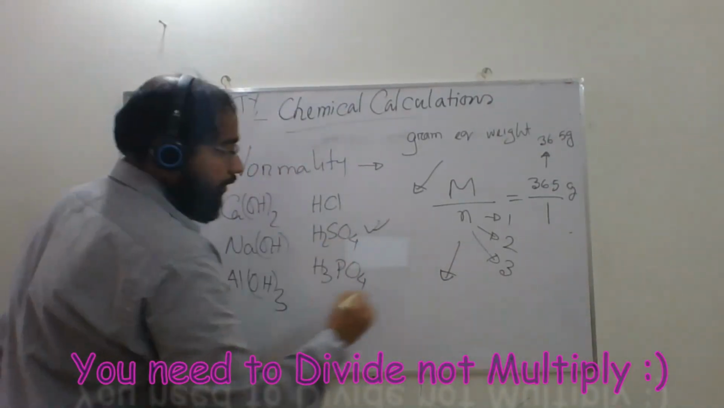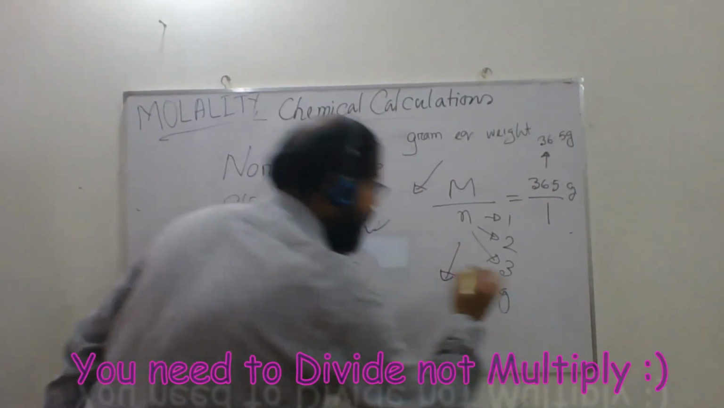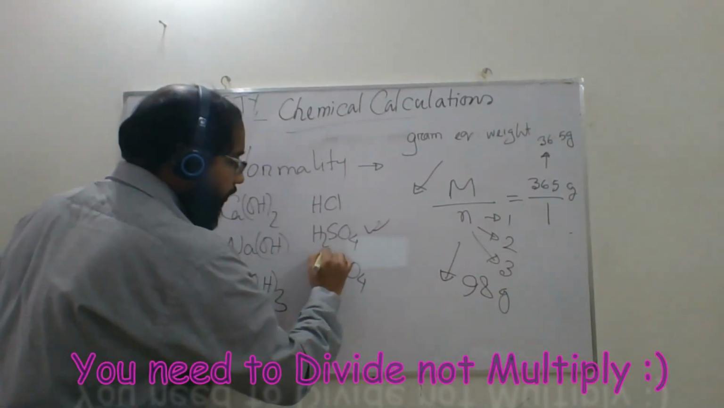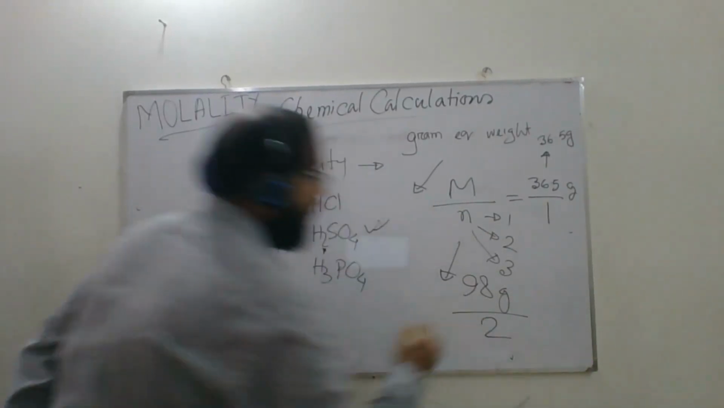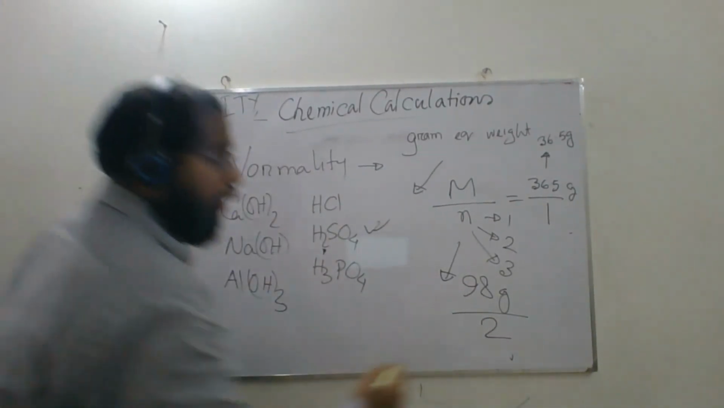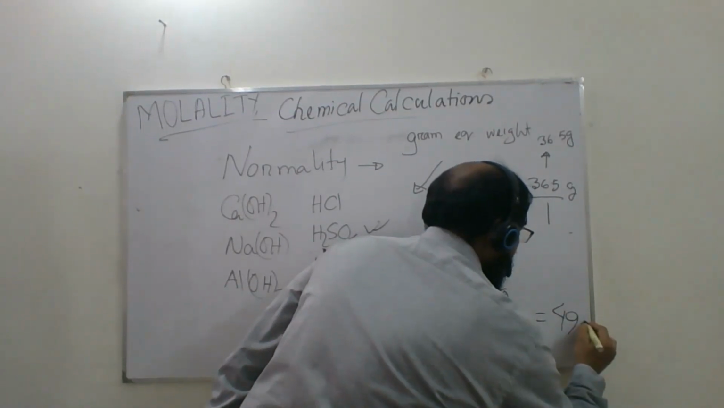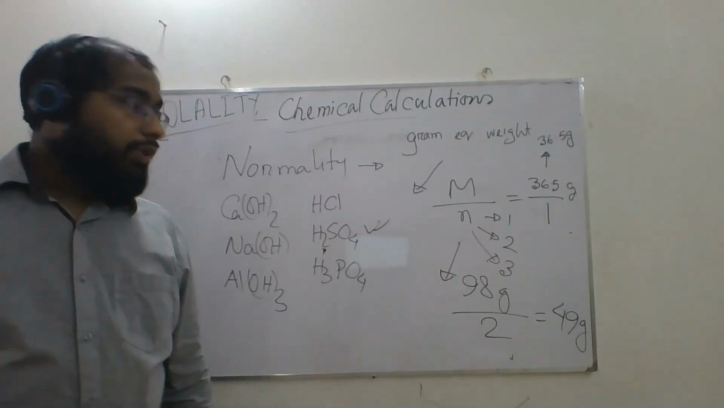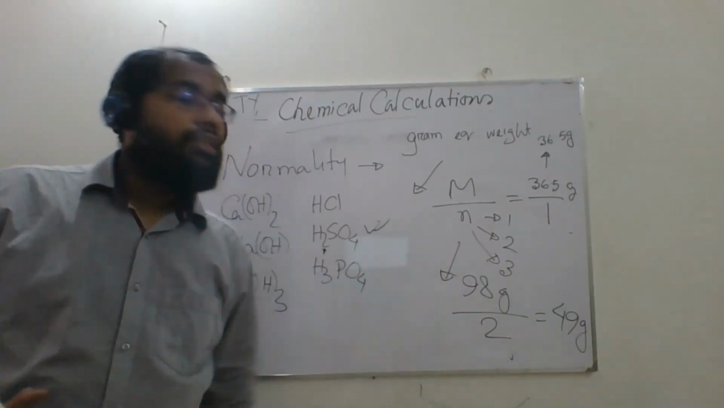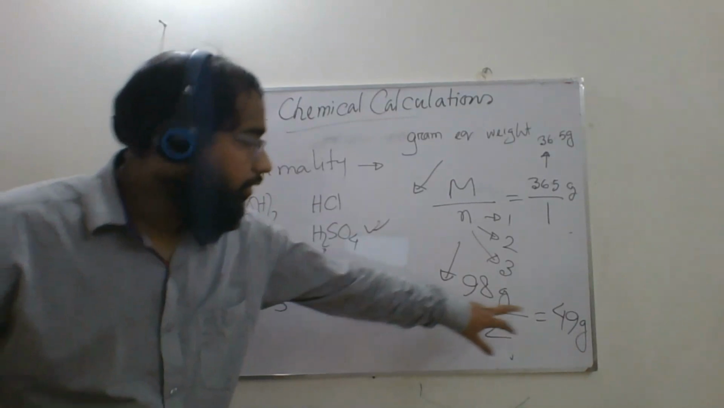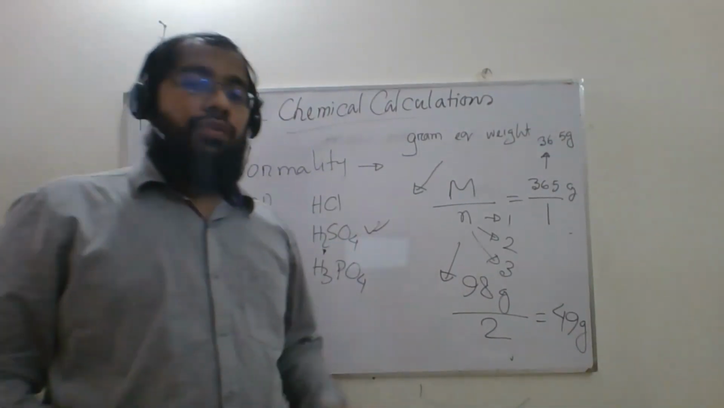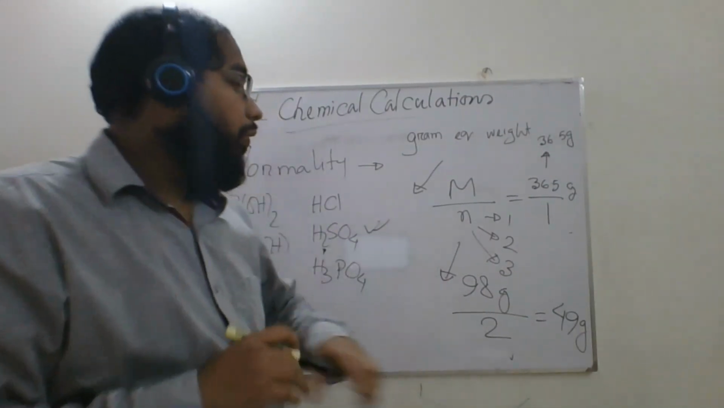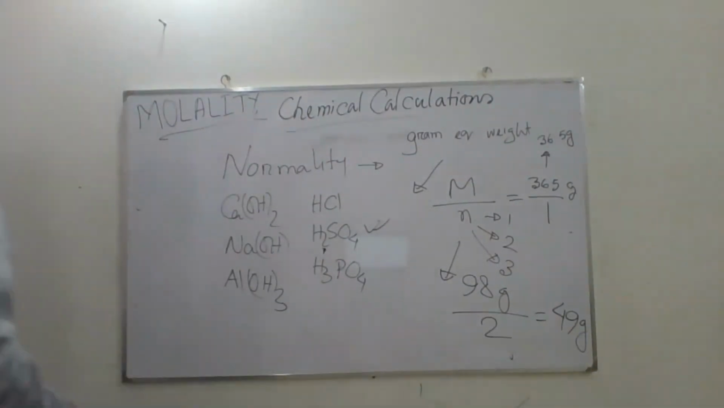Now what will be in the case of sulfuric acid? We know the molar mass of sulfuric acid is 98 gram. Now if this 98 gram is divided by this 2, then this is the gram equivalent weight, which implies the gram equivalent weight of sulfuric acid is basically 49 gram. So this is the molar weight, this is the gram equivalent weight. By dividing by the number of hydroxyl or hydrogen ions, we will get the gram equivalent weight.